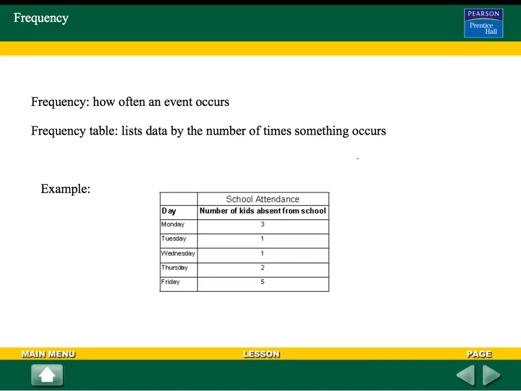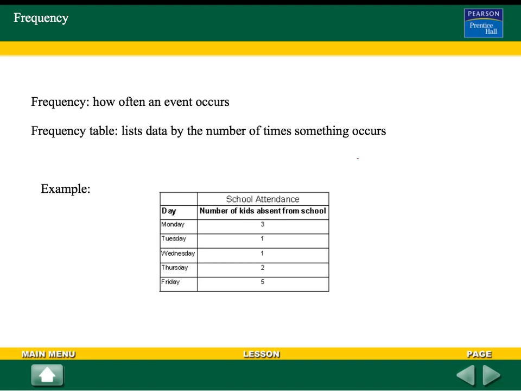Greetings all, Mr. Wahlberg here, talking about frequency with you, starting a new idea with graphing and data collecting, how you can show that in types of tables and graphs to represent data. Starting with frequency here, as it says, frequency is how often an event occurs, how frequently you do something.